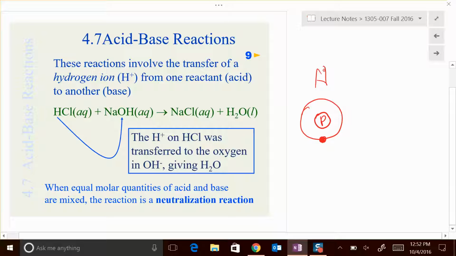If it goes from H to H plus, what's left? What happened? It lost the electron. So what's left over? A single proton. That's it. So H plus ions are protons. They're these positively charged protons that are reactive and going around and reacting with stuff. That's what they're doing. Okay?